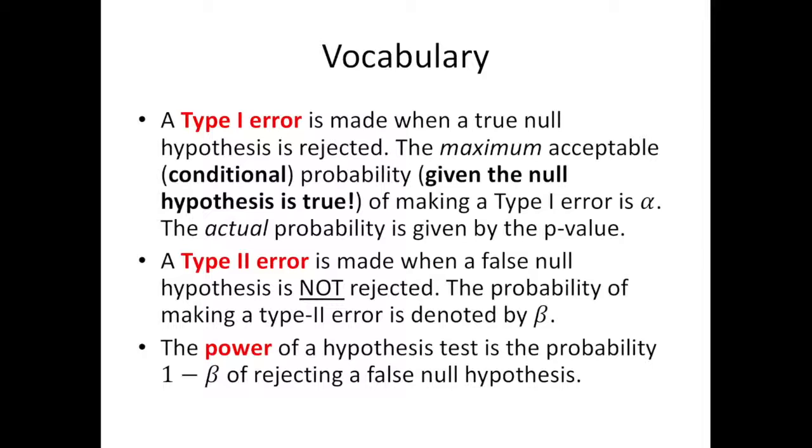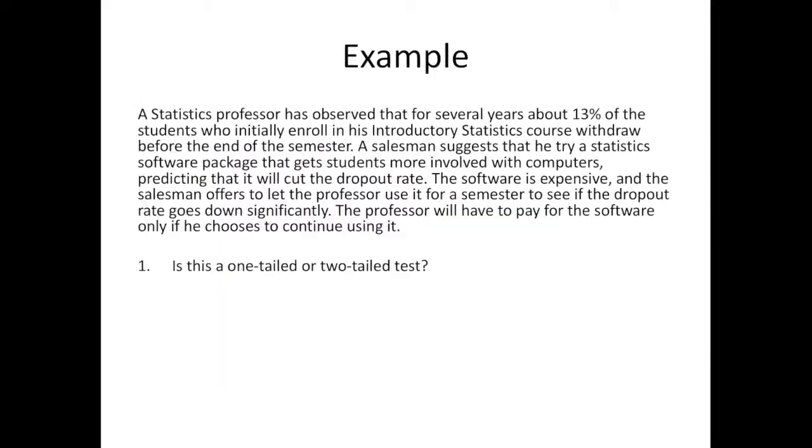Now, a type 2 error, like I said, is when a false null hypothesis is not rejected. That's denoted by beta. And also, we talked briefly about the power of a hypothesis test. That's the probability, which is 1 minus beta, of rejecting a false null hypothesis. That's what we'd like to have fairly high. Given the null is false, I would like to correctly reject it. Usually we'd like to have power at least 80%. So let's look at a couple of examples here.